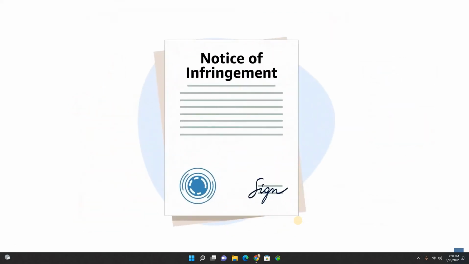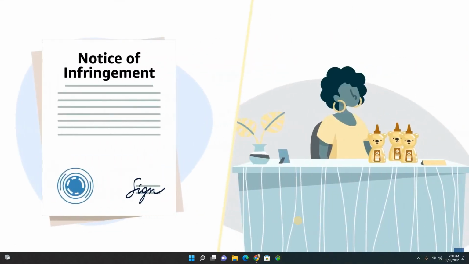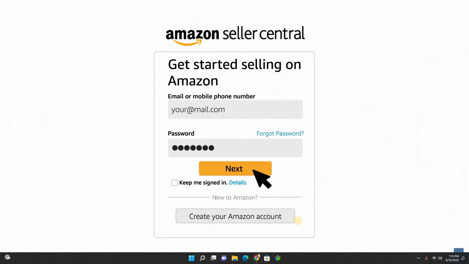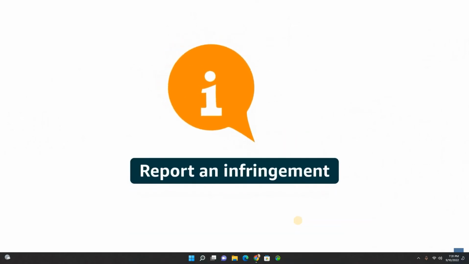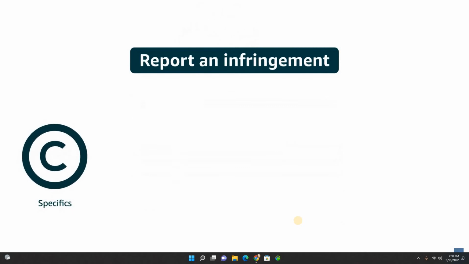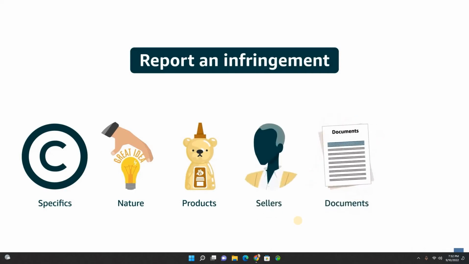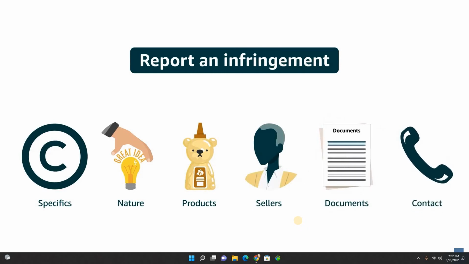To submit a notice of infringement, you must be a rights owner or an agent with permission from the rights owner. In order to report an infringement, you should also be logged into an Amazon account and would need to submit specific information, including specifics of the IP you believe is being infringed, nature of the infringement, product, packaging, image, text on the product detail page, etc., the list of infringing products, ASINs, URLs, etc., list of infringing sellers, supporting documentation, and your contact details.